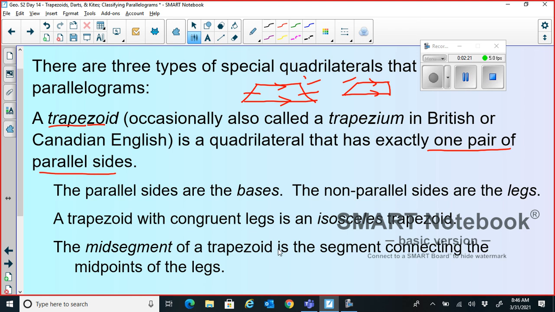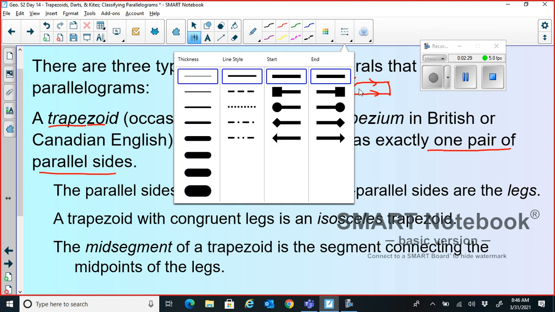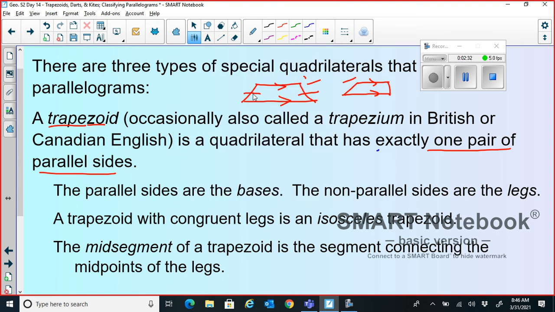The mid segment of the trapezoid is a segment connecting the midpoints of the legs. So the mid segment of the trapezoid is nothing but a line which connects the midpoints of the legs. If this is the midpoint of this particular leg, then this is the midpoint of this particular leg. So let me label them. If E were the midpoint of AB and F was the midpoint of CD, then EF is called the mid segment. It's consistent with the mid segment definitions that you have seen across triangles as well as parallelograms.